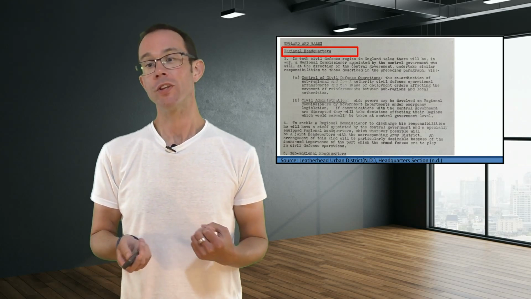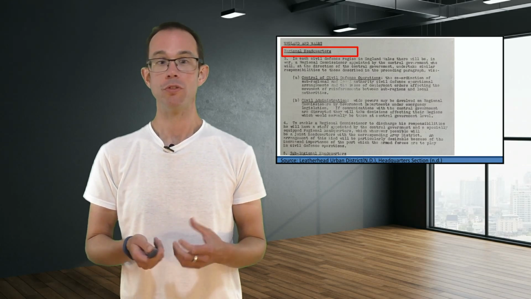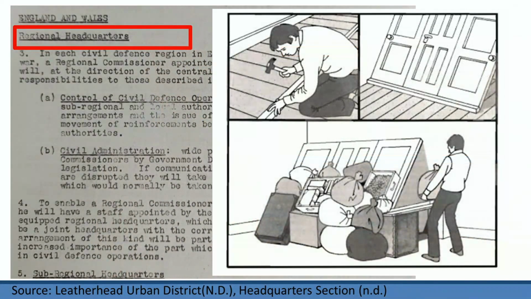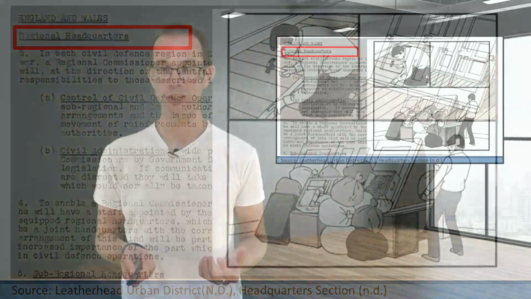And one of the key pieces of advice was to build a sort of inner sanctuary, a fallout room. And pretty much the advice was, hide under your stairs, or if you don't have stairs, take a few doors off of their hinges and pile some sandbags against them.